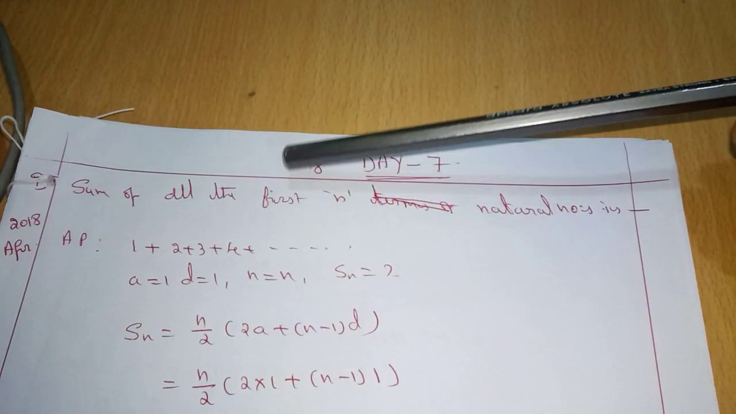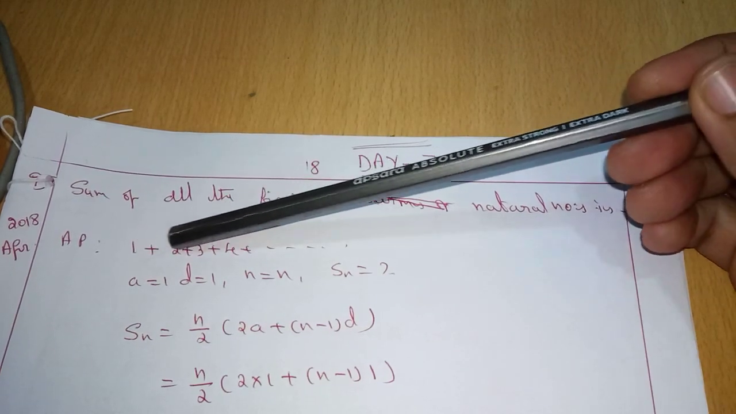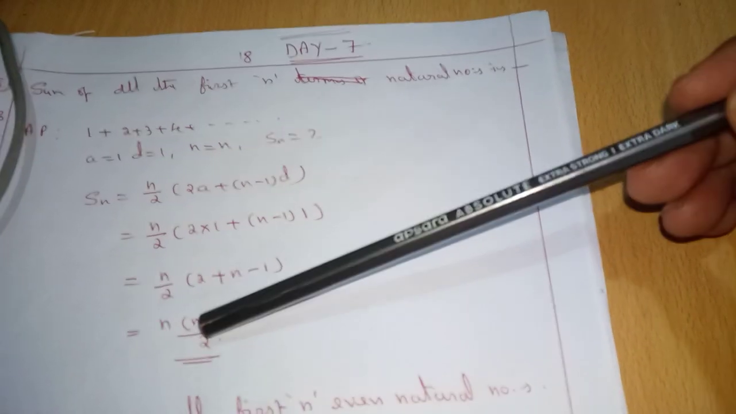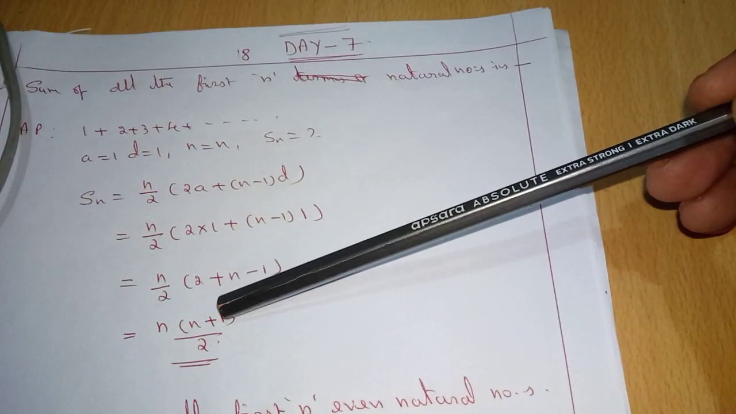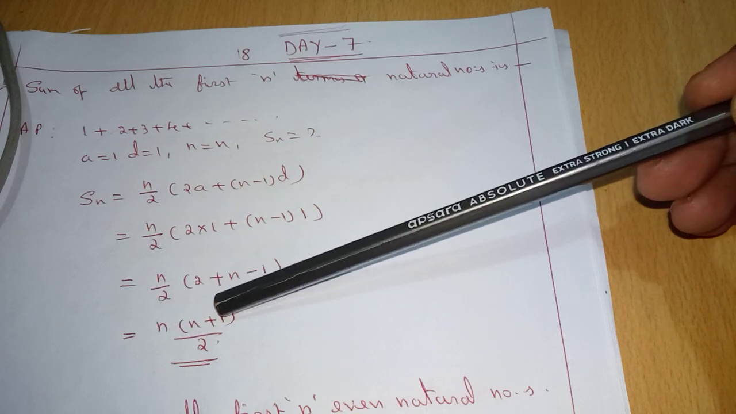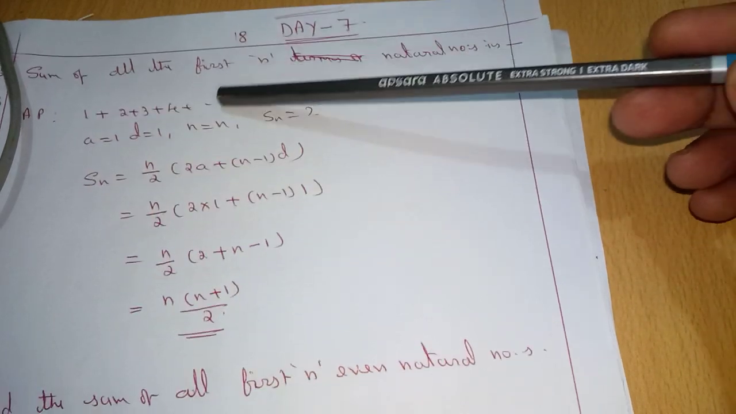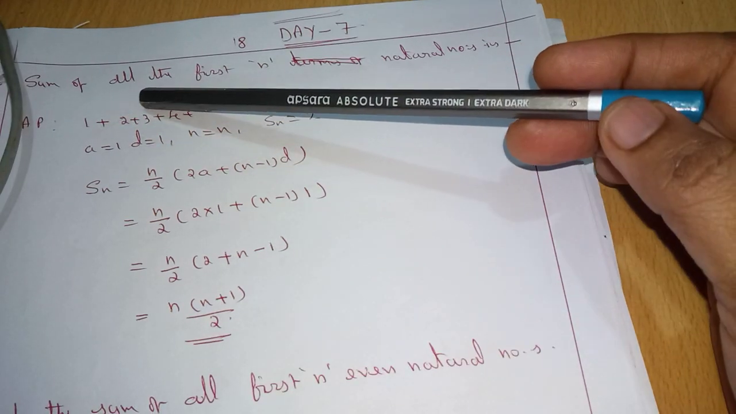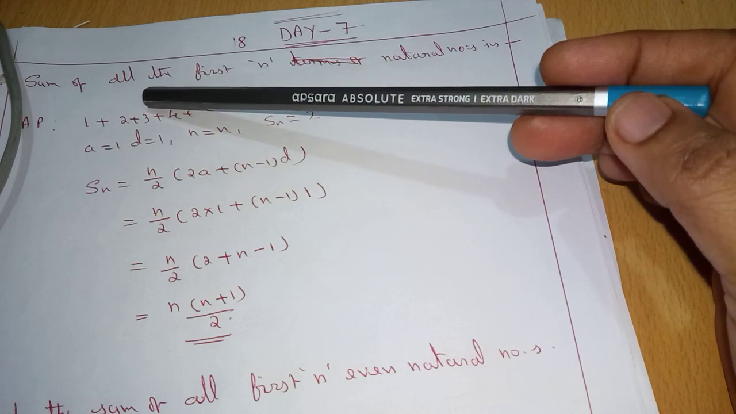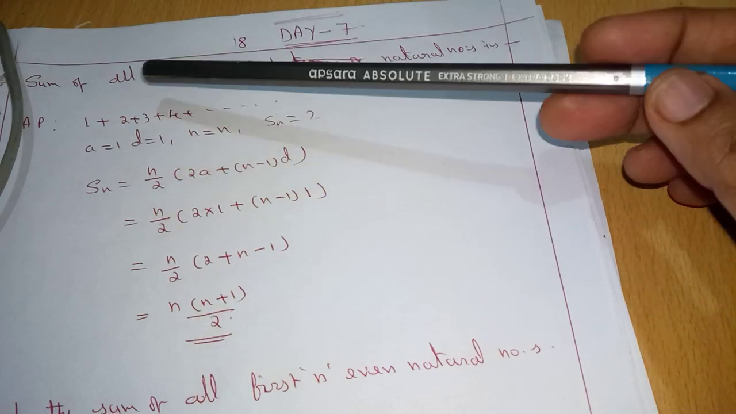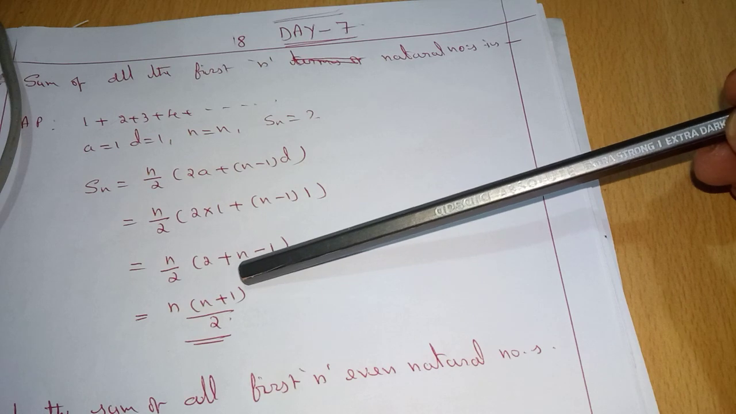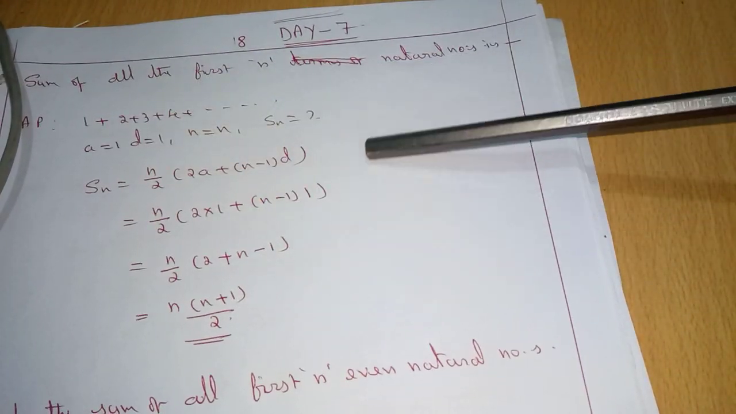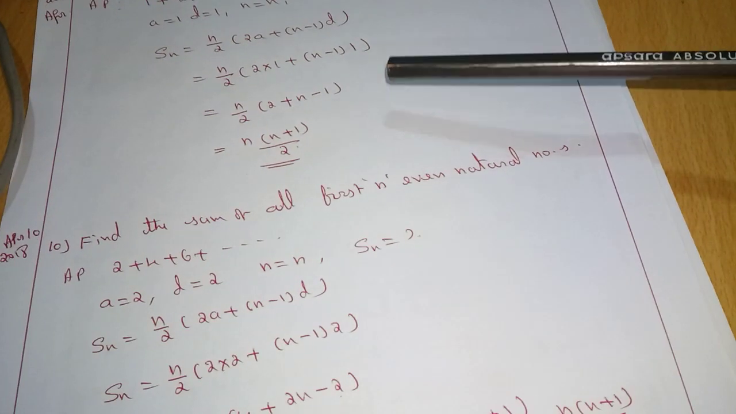Shall we verify our answer? Let us take the first two natural numbers. Substitute 2 in place of n. 2 into 2 plus 1, 3. 2 threes are 6, divided by 2, 3. Here, add 1 and 2: 1 plus 2, 3. Now we will add the first 3: 1 plus 2, 3. 3 plus 3, 6. Now we will use the formula. In place of n, 3. 3 into 4 divided by 2. 12 by 2, 6. Correct now? Likewise, you can verify other answers also.